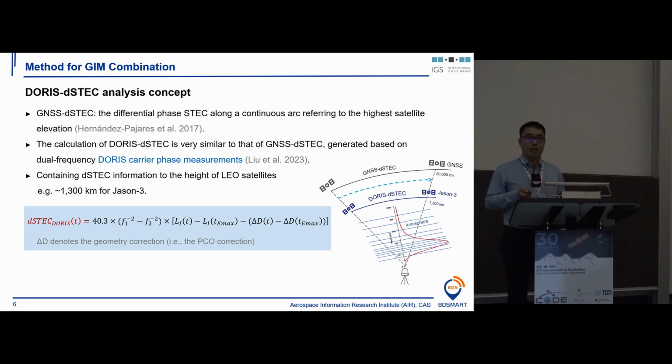The computation of the DORIS-dSTEC is quite similar to the GNSS-dSTEC analysis, which has been used for ionospheric analysis for a very long time. But the point here is that the DORIS-dSTEC only contains the ionospheric information below the satellite altitude. In addition, compared to the GNSS-dSTEC, we need to apply the satellite PCO corrections here.